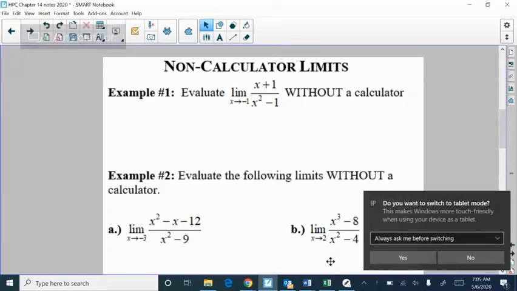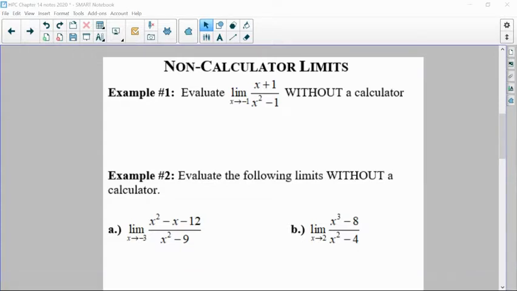So now we are going to start looking at taking limits without relying on our calculator. And maybe a way to say this is taking limits efficiently without a calculator. And so one of the best starting places you should do is actually just try direct substitution.